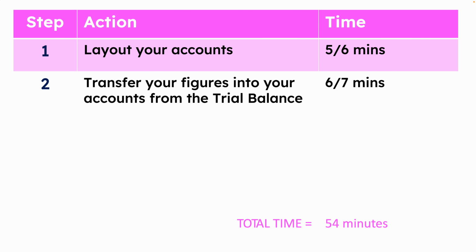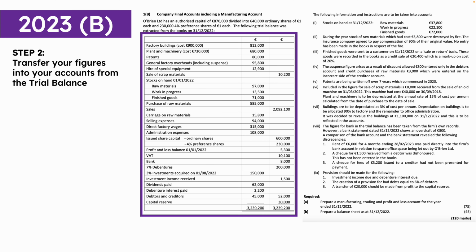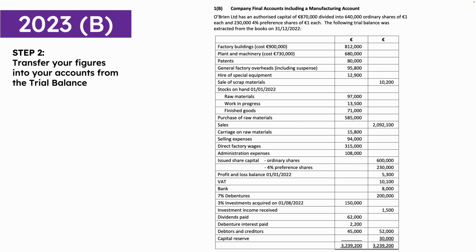Okay, step 2 then, we transfer the figures into the accounts from the trial balance, and this will take 6 or 7 minutes. So we're literally just looking at the trial balance here. What we'll do first of all is go down through it and see what goes where. So the authorised capital at the top, that's going to go into the balance sheet, financed by capital and reserves.